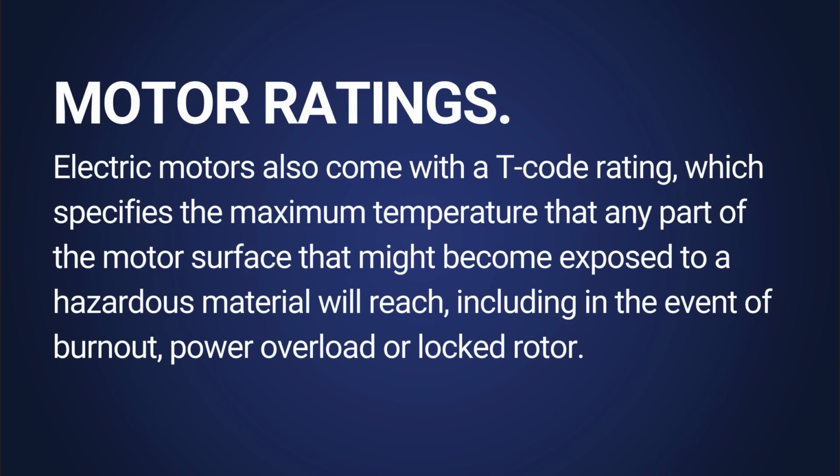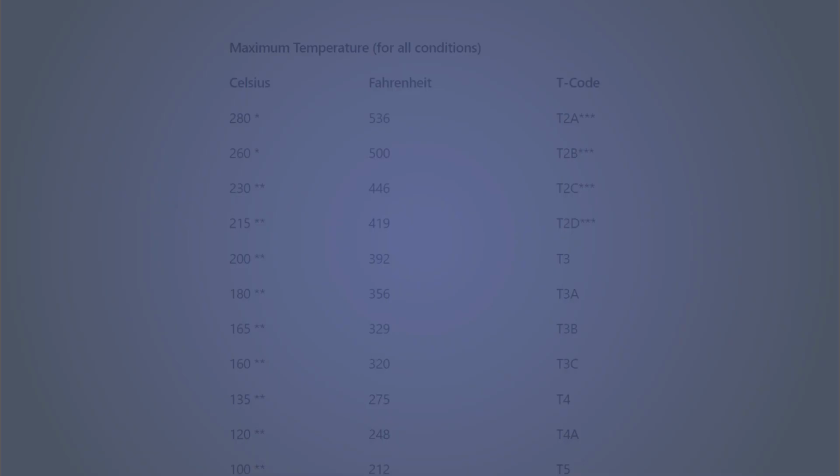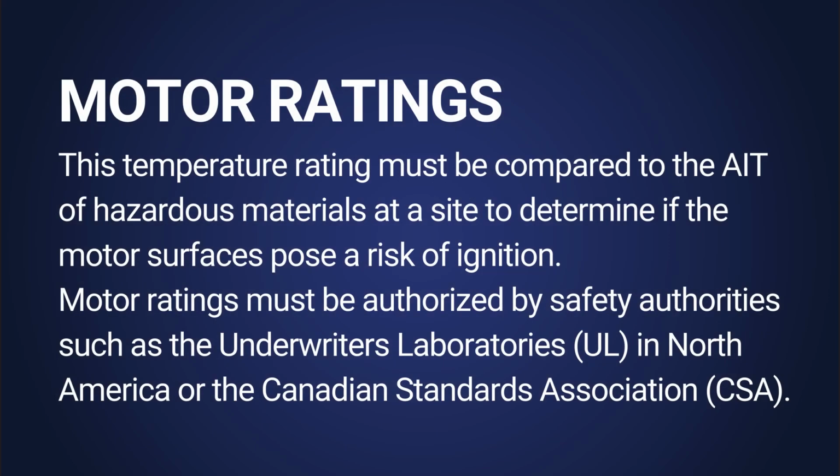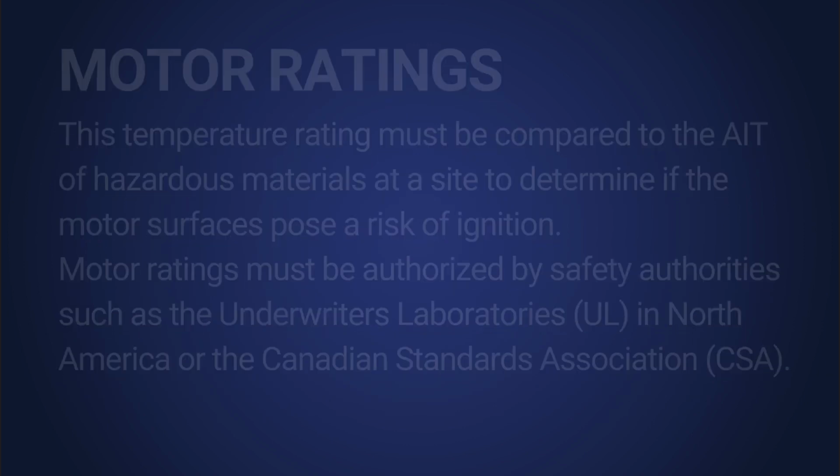Electric motors also come with a T-code rating, which specifies the maximum temperature that any part of the motor surface that might become exposed to a hazardous material will reach, including in the event of burnout, power overload, or a locked rotor. This temperature rating must be compared to the AIT of hazardous materials at the site to determine if the motor surfaces pose a risk of ignition. Motor ratings must be authorized by safety authorities such as the Underwriters Laboratories, UL in North America, or the Canadian Standards Association, CSA.